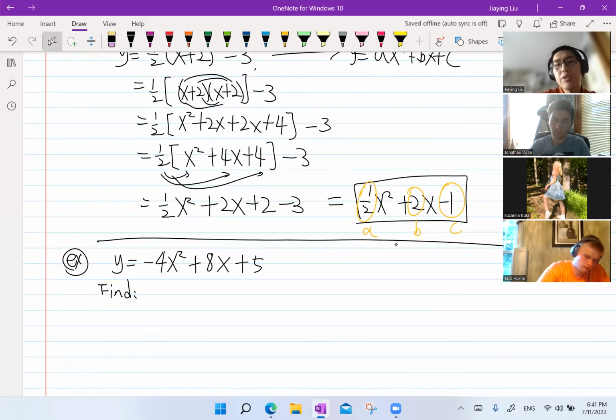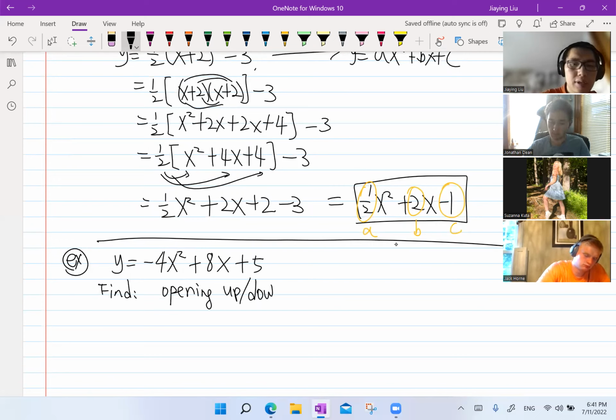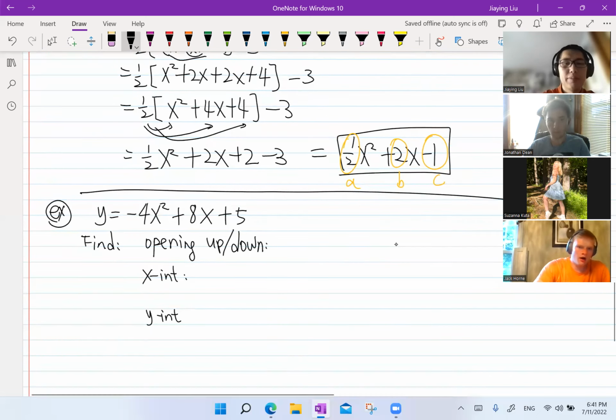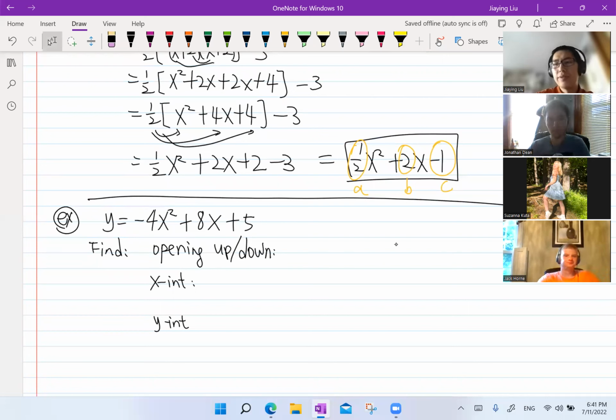So first of all, we want to know whether the graph is opening up or down. Not sketch a graph, just find opening up or down. And then the next thing we're going to find is the x-intercepts and the y-intercept. I hope it's not too difficult to find the x-intercept. If it is, we just use the quadratic formula.